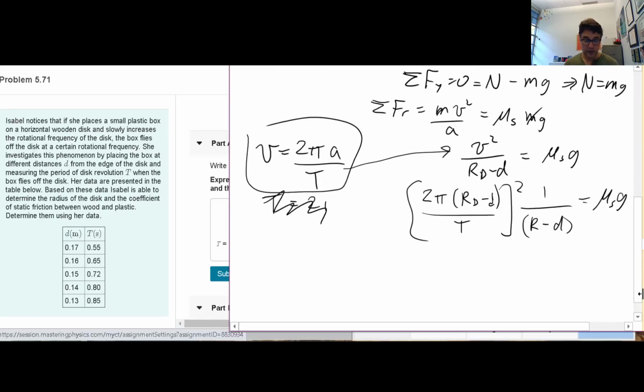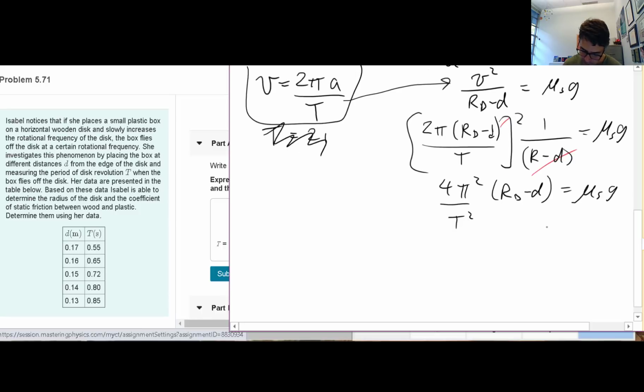So there's a lot of algebra going on here, but you can do this. We're going to square all this stuff. This thing is going to cancel one of the squares up here, but you're still going to have a bunch of squares. You're going to have 4 times pi squared divided by t squared, but then there's just going to be r_d minus d, because that was squared but then canceled with one of those, is equal to mu sub s times g.